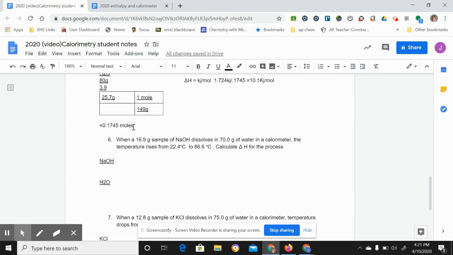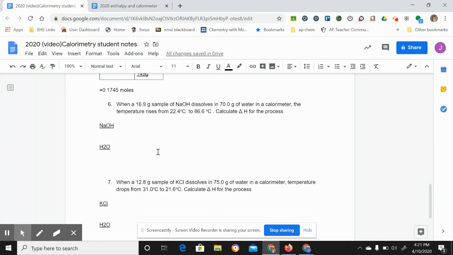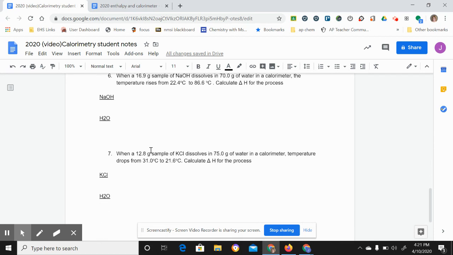Because first of all, we had to get our moles. Once we got that, once we did our Q, then we can find our delta H. So let's do another problem like that.